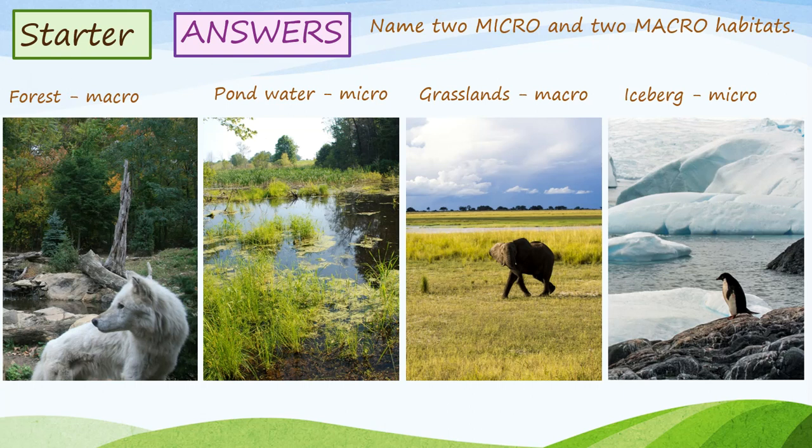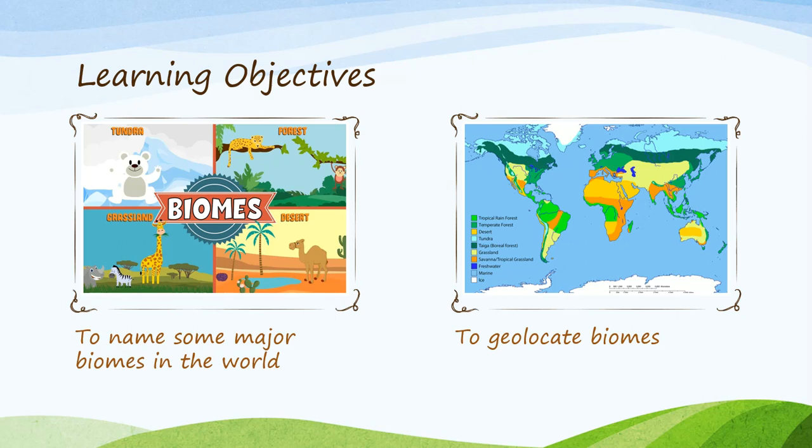How did you go? How many did you get correct? Let's move on to learn about our learning objectives for this lesson today. Firstly, to name some major biomes in the world, and secondly, to geolocate or say where different biomes are in the world.